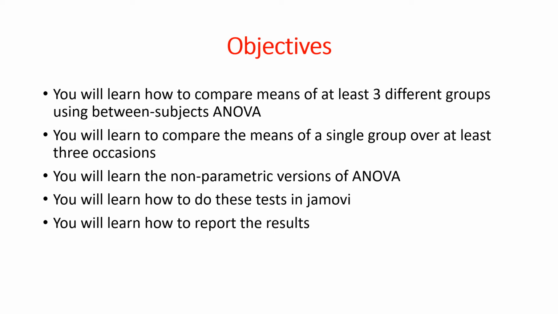At the end of this session, you'll be able to compare means of at least three different groups using between subjects ANOVA. But if you have one single group, three means, like a longitudinal study, you can use within subjects ANOVA. You will be able to use the non-parametric versions of ANOVA, and we'll go through all of that in Jamovi, and then you'll be able to report the results at the end of this session. So these are the objectives.